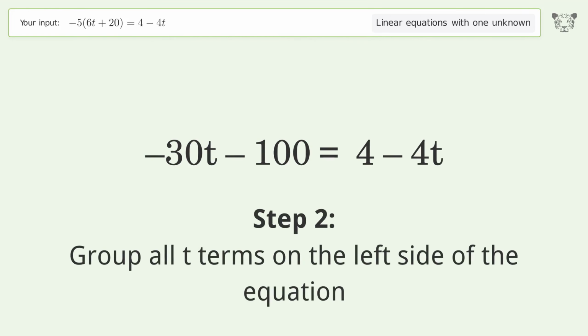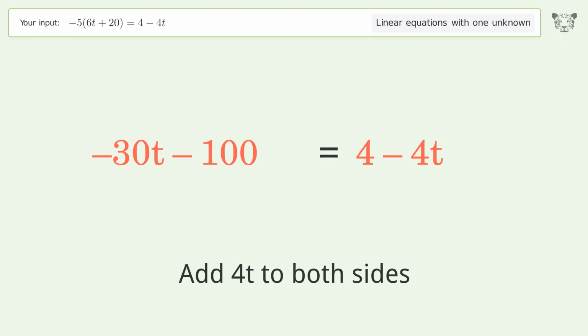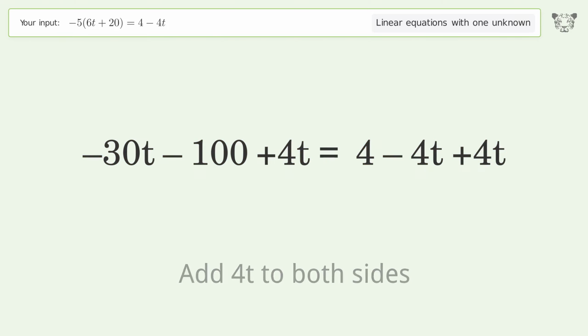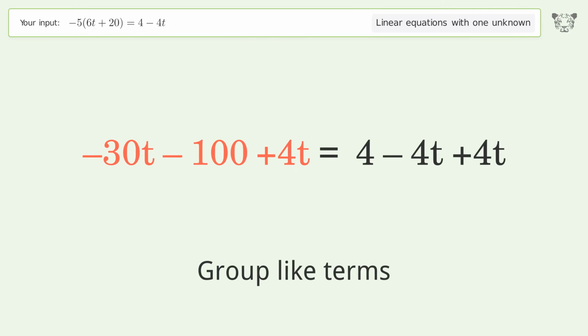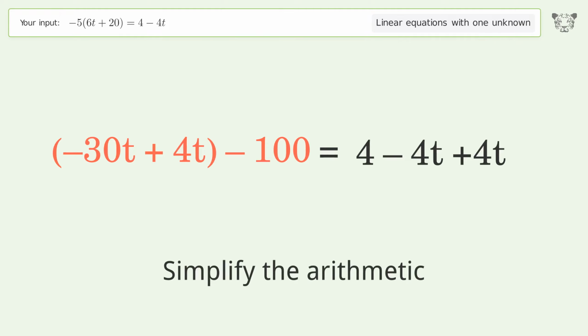Group all t terms on the left side of the equation. Add 4t to both sides. Group like terms. Simplify the arithmetic.